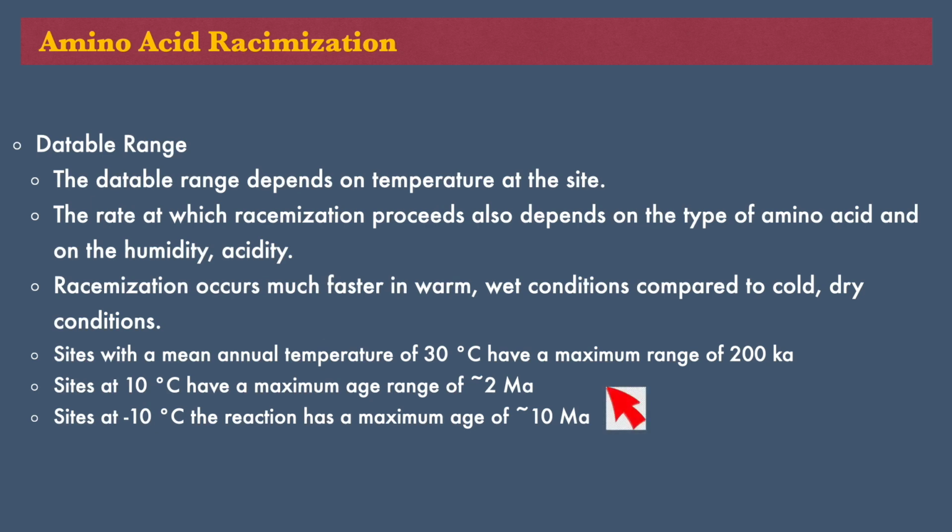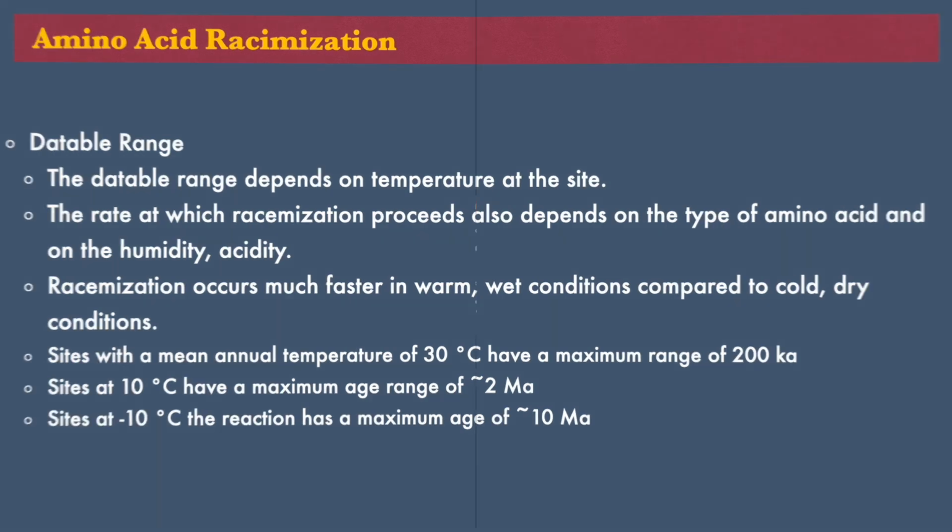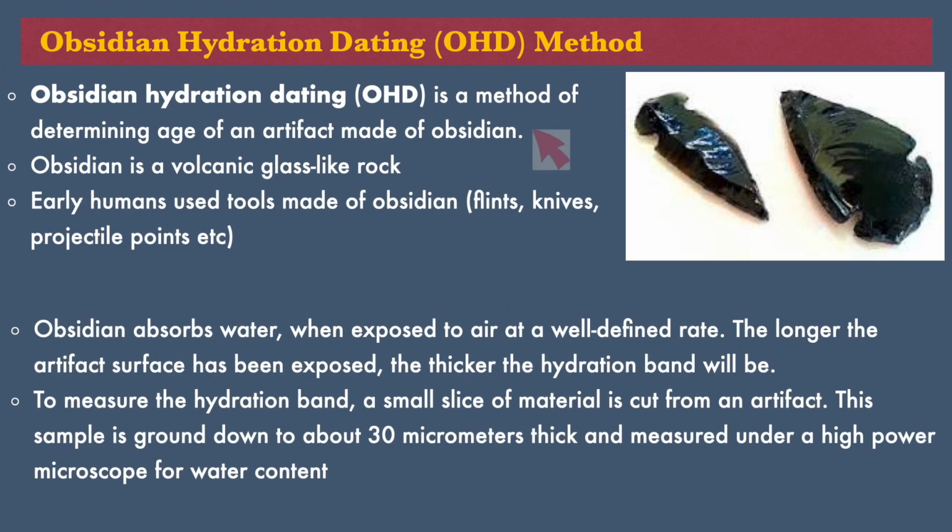The sites having a mean annual temperature of 30 degrees Celsius have the maximum datable range of 200,000 years. The sites having a mean annual temperature of 10 degrees Celsius have a maximum datable range of up to 2 million years. The sites where the mean annual temperature is minus 10 degrees Celsius, the maximum datable range is up to 10 million years.